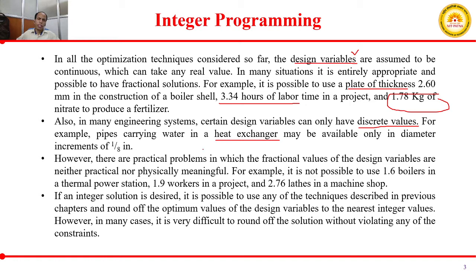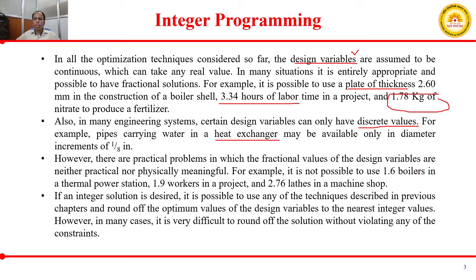Then there may be problems where fractional values are not allowed, or they are not practically feasible. Like saying 1.5 number of manpower. There cannot be a value like 1.5 men. Either it will be 1, or 2, 3, 4, 5. So this will be an integer value.